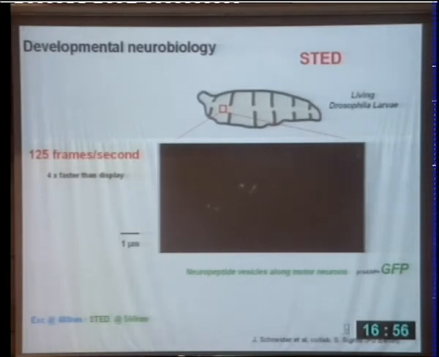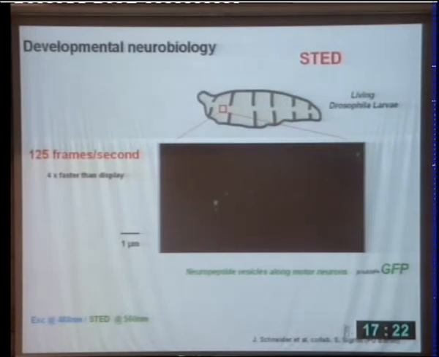Another example. So this was recordings on the minute scale. Unfortunately, the room is not dim enough to see all the details in here, but doesn't matter. You still get the gist of it. Here, you see neuropeptide vesicles moving along motor neurons. Why am I showing you this? Because it was recorded at 125 frames per second. So it's a very fast recording. The display is actually 4 times slower than the actual recording. It shows you can be fast with that and at the same time have an improvement of spatial resolution.